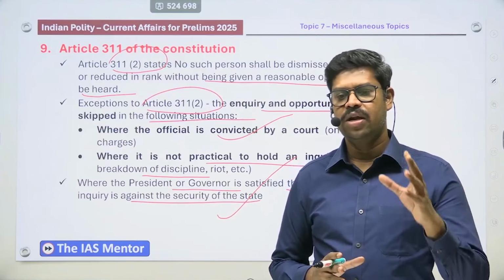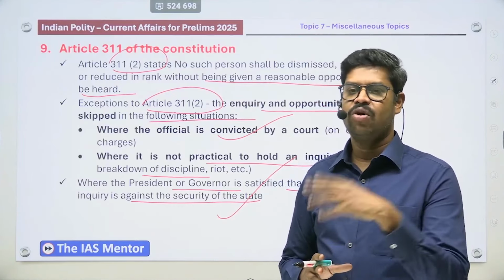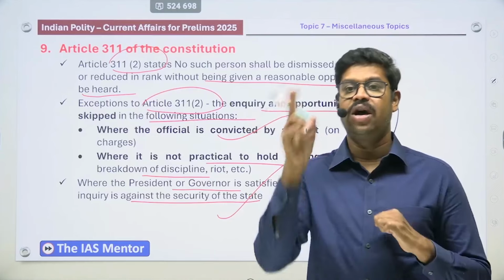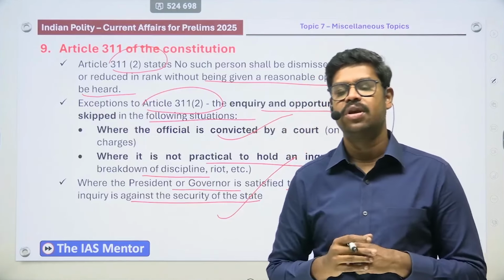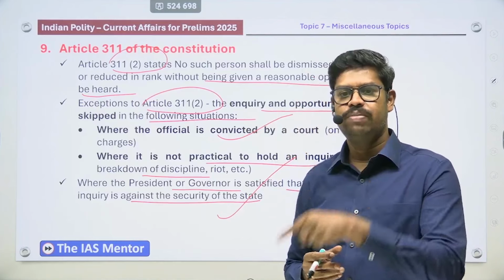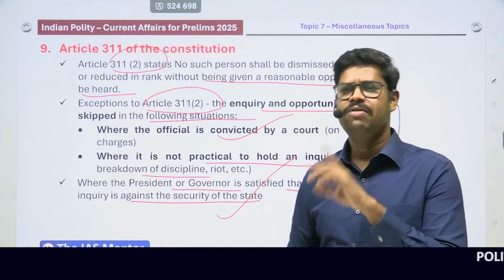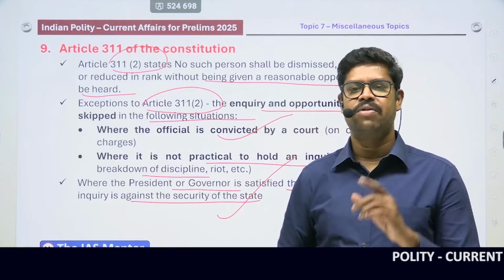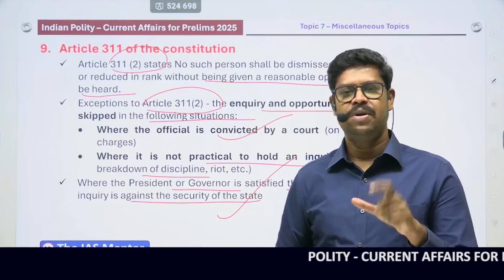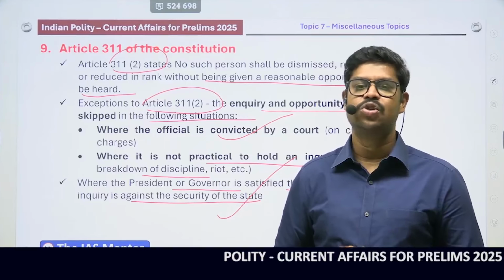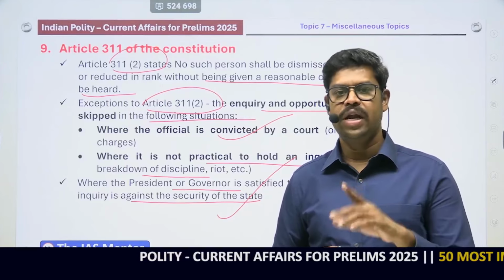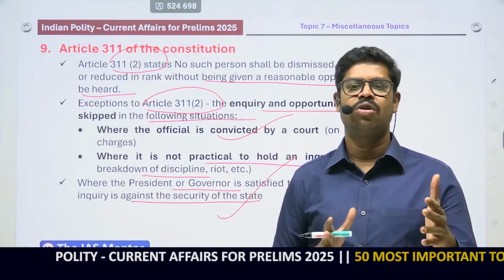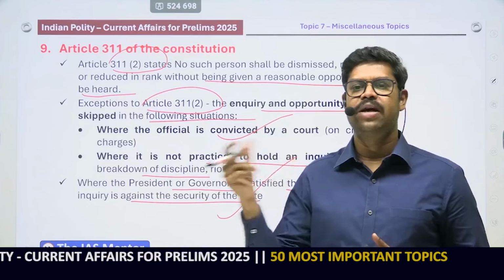Article 309, Article 310, Article 311, all these articles are very important, and in fact, Article 312 is also very important. If you know what Article 312 is, please put it in the comment box. Very, very important. It is the power of the Parliament to create what is called a new All India Service. But to create a new All India Service under Article 312, the Rajya Sabha has to pass a resolution.